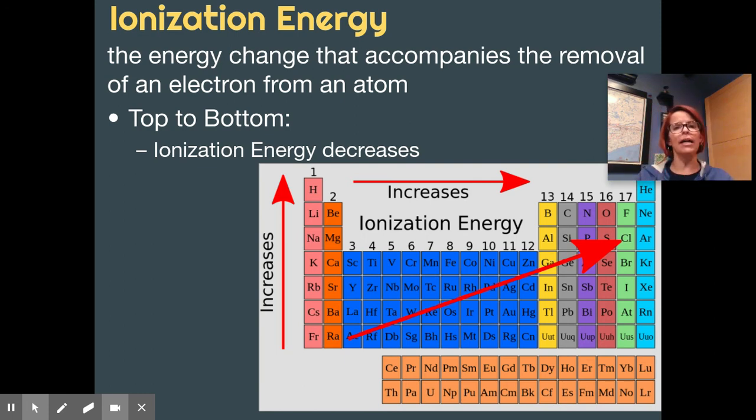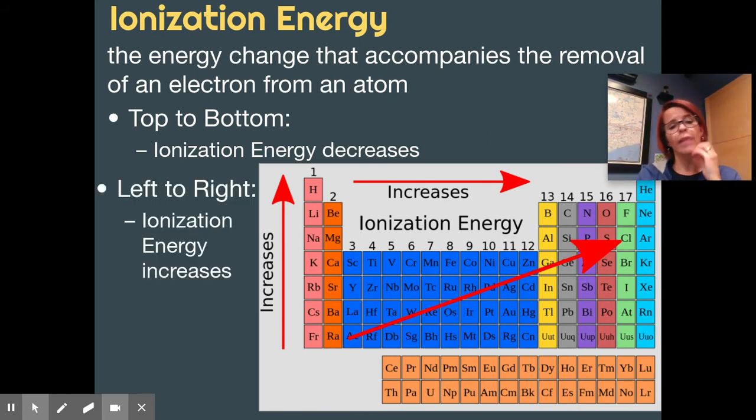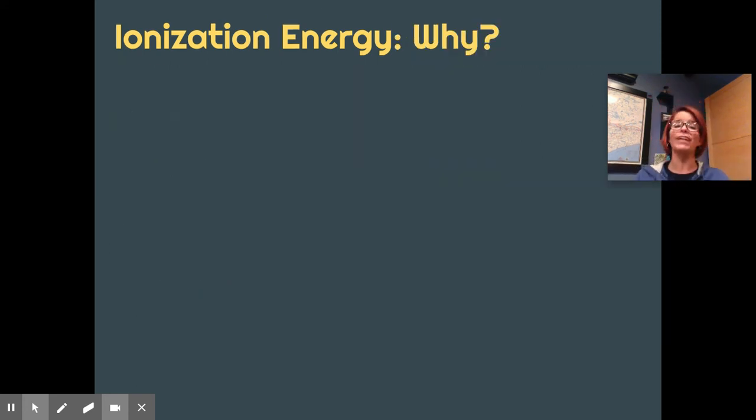All right, so that's top to bottom. It's the lowest down here, and it gets harder and harder to pull the electrons as you get smaller and smaller atoms. Now, left to right, the ionization energy increases. So as we're going this direction, it gets harder and harder to pull the electrons off. That's because the atomic radius is getting smaller, and it'll explain on the next slide. I forgot it explains it.